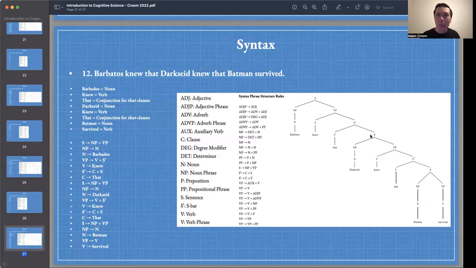We didn't actually have to do anything new in principle, just new in practice. We already knew the principles for putting these things together from the last example. We just had to do it in this case with these additional items. So you can go ahead and check your work, and this is now the tree structure for Barbatos knew that Darkseid knew that Batman survived. That is our last example for today.